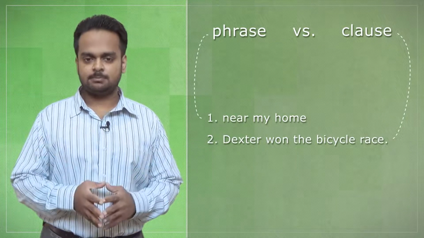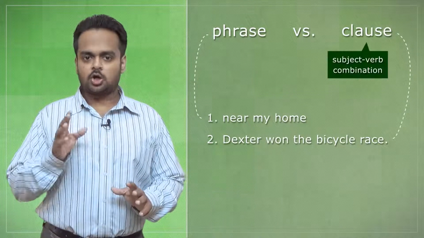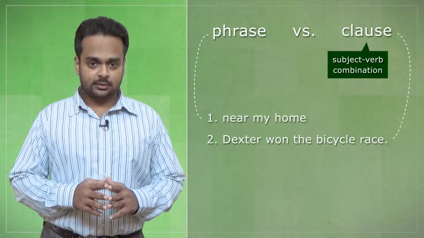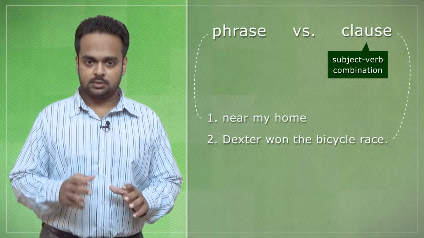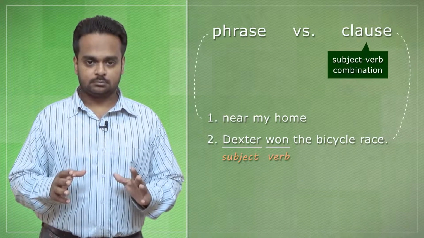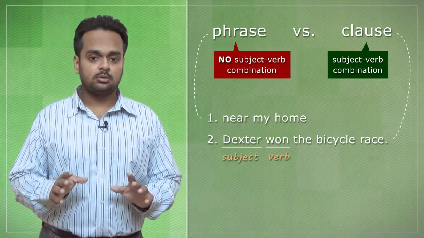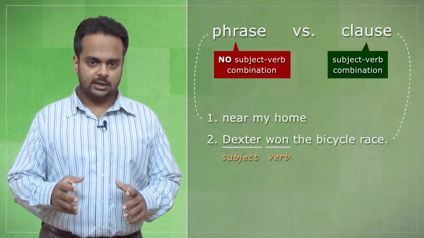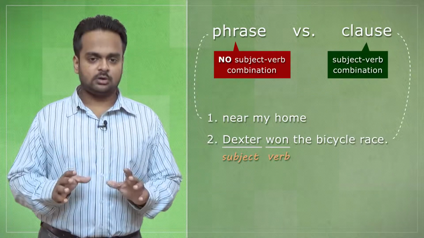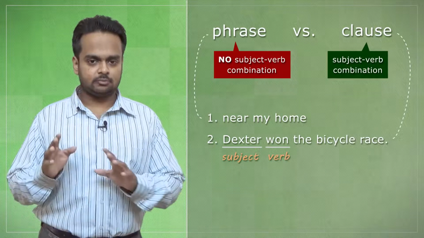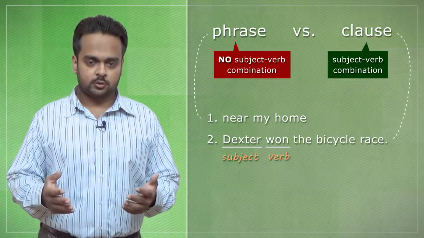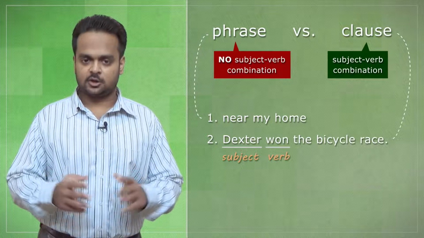Okay, so what's the difference between them? Well, the difference is this. A clause is a group of words with a subject-verb combination. So Dexter won the bicycle race is a clause because it has a subject, Dexter, and a verb, won, the past tense of win. So this is a clause. A phrase is a group of words without a subject-verb combination. So near my home is a phrase because there's no subject-verb combination. It's very simple, but keep this important difference in mind. A clause has a subject-verb combination and a phrase does not. So now, let me show you some more examples so that you can learn how to easily identify phrases and clauses.